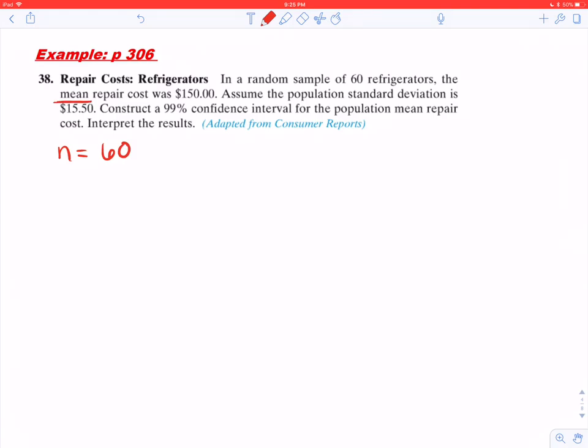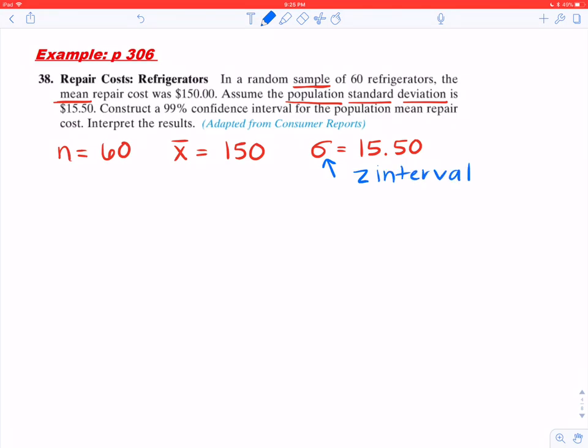I'm given a mean. Notice this is the mean for the sample. So that is a value of x bar. Mean repair cost is $150, again, just for the sample. And then notice I'm given a population standard deviation. Population standard deviation is a value of sigma. And that is how I know, right there, that I'm going to construct a z-interval to estimate the population mean.